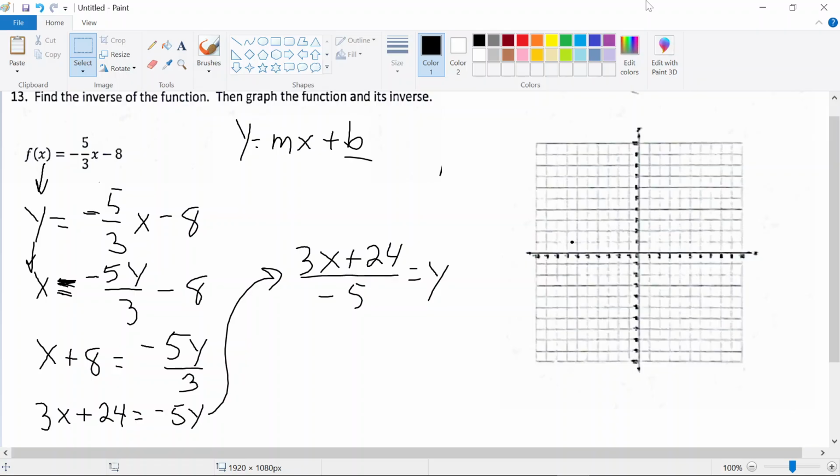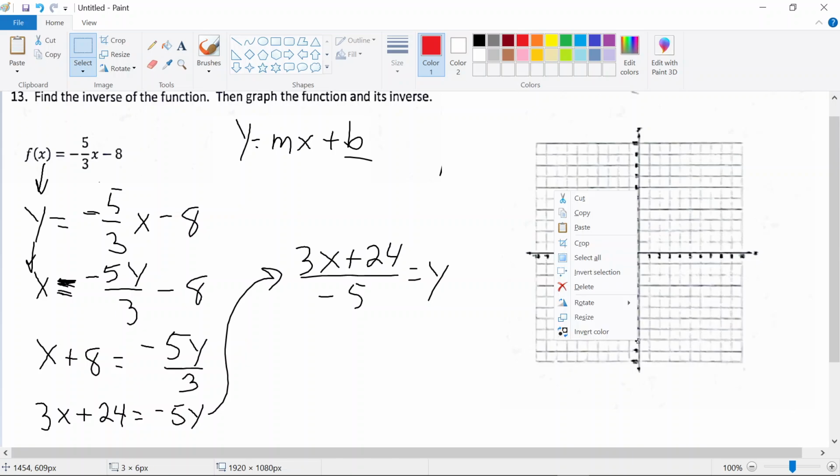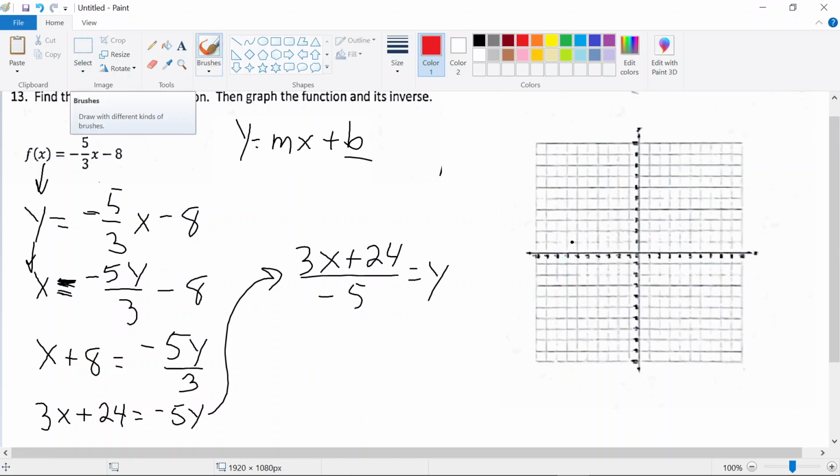So remember, the b is the y-intercept, where it touches the y-axis. I think I'll do this in red so you can see it. You're going to have to do it in black. So minus 8. This is 1, 2, 3, 4, 5, 6, 7, 8. Do I not have a pen selected? 1, 2, 3, 4, 5, 6, 7, 8. I have to count because I can't see the little numbers. They got blurred. All right, so that's minus 8.